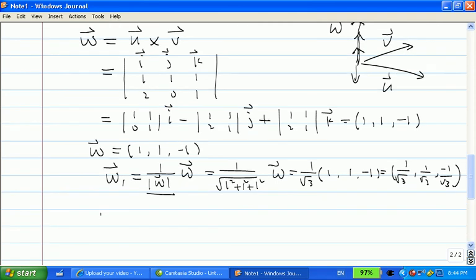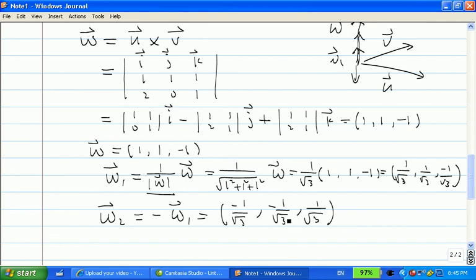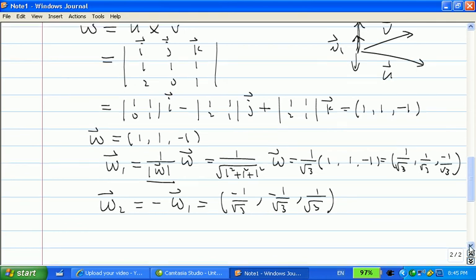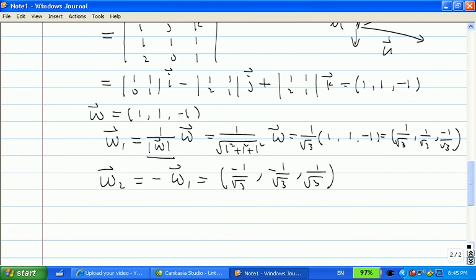Okay, so we can find W2. W2 is the same as W1, but with the opposite sign. So it's minus W1, which gives you minus 1 over the square root of 3, minus 1 over the square root of 3, then positive. You can check that W2 is perpendicular to both U and V at the same time, and its magnitude is 1.